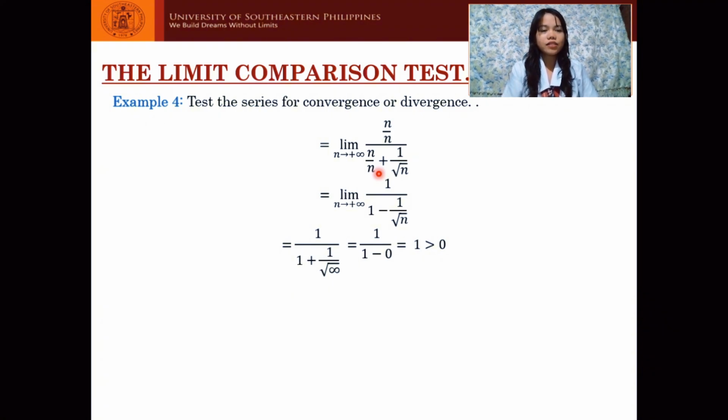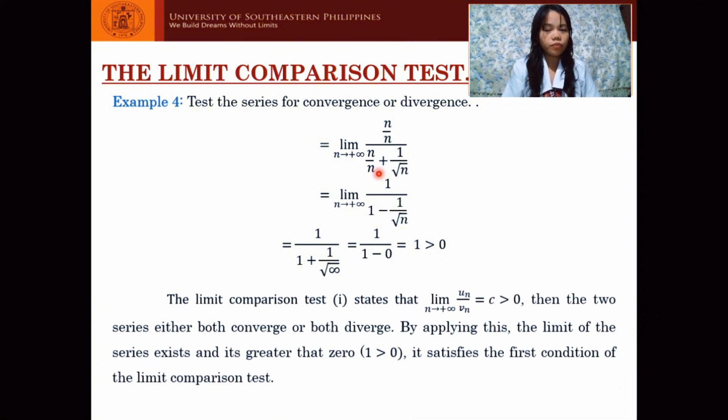The limit comparison condition number 1 states that if the limit of u sub n over v sub n as n approaches positive infinity equals c, then the two series either both diverge or both converge. Applying this, the limit exists and is greater than 0, which is 1 greater than 0. It satisfies the first condition of the limit comparison test.